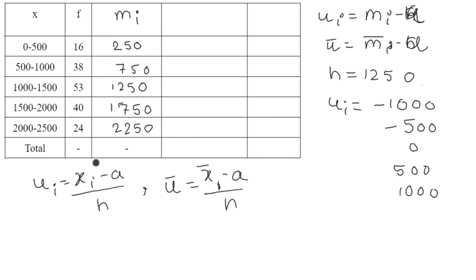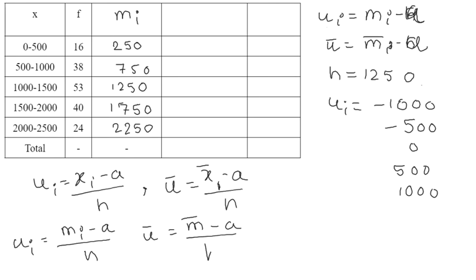And I am writing here mi because these are the middlemost observations of this column. So basically in that case our formula is nothing but ui is equal to mi minus a upon h. So u bar is equal to m bar minus a upon h. Okay, so we have found using mi minus a, we got this column.